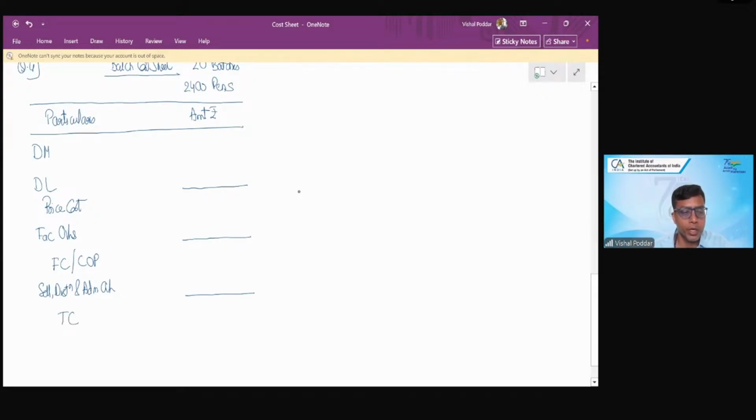Now I have to also charge my cost of the batch, correct? It should come here because it is like a direct cost for me. So it is not a setting up cost. Fine. And then I will add my profit margin.